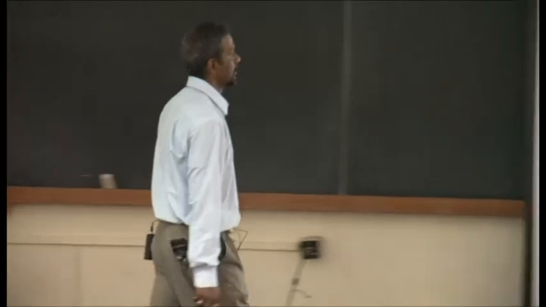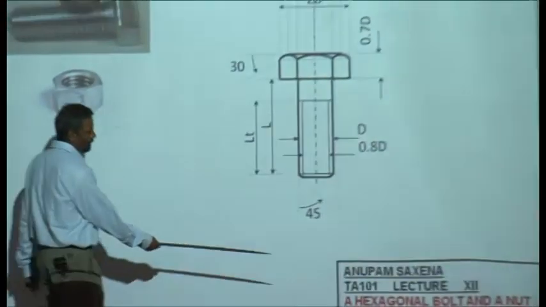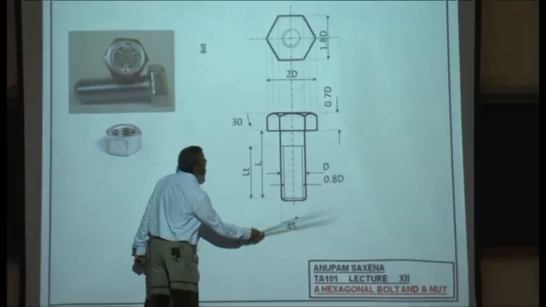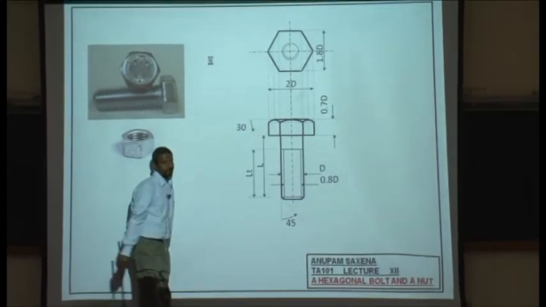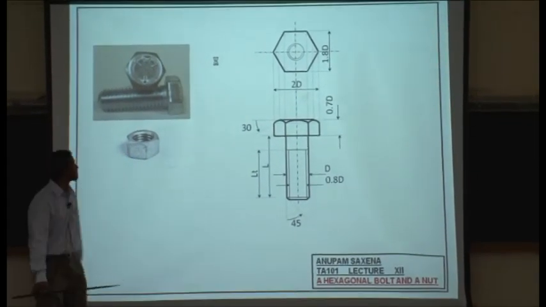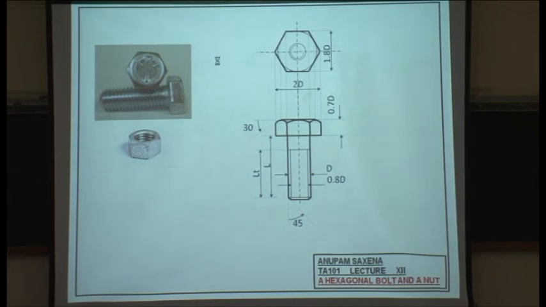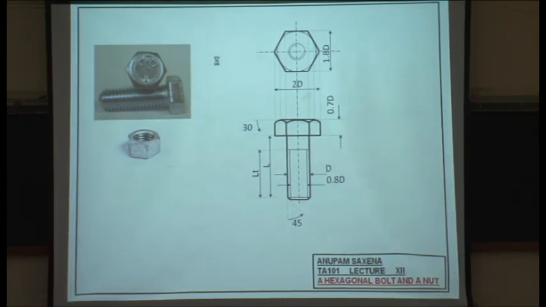They are dotted because they are hidden. If you were to show the bottom view of the bolt, then these 2 circles would have been solid. Of course, there will be a bigger circle.